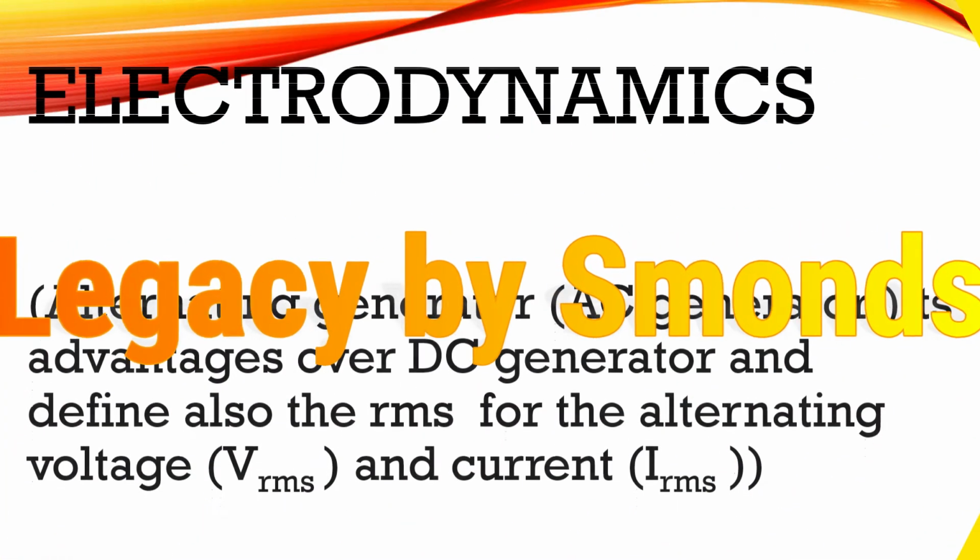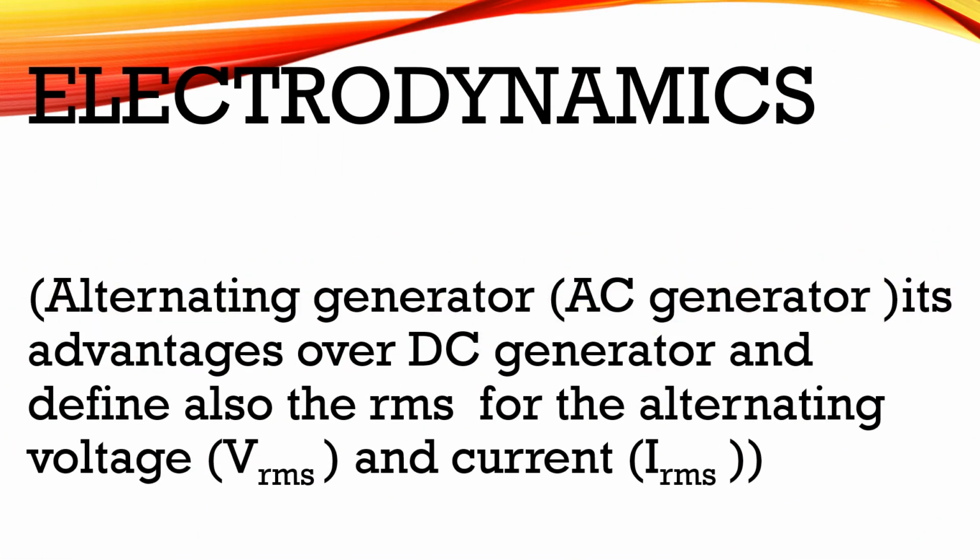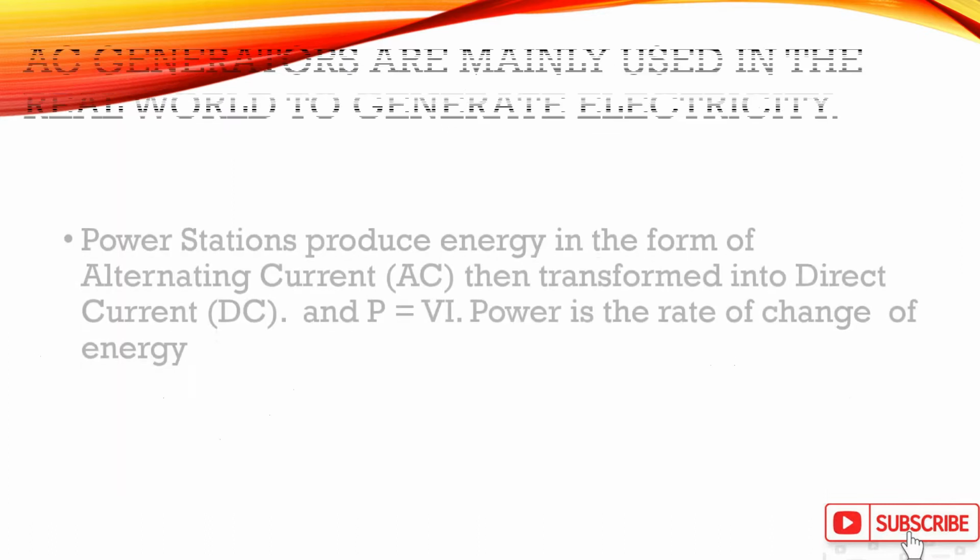Grade 12 Physical Sciences learners. Audio 4 on Electrodynamics. Today we are looking at the alternating current (AC) generator, its advantages over the direct current (DC) generator, and we also define the RMS for the alternating voltage, Vrms, and alternating current, Irms.